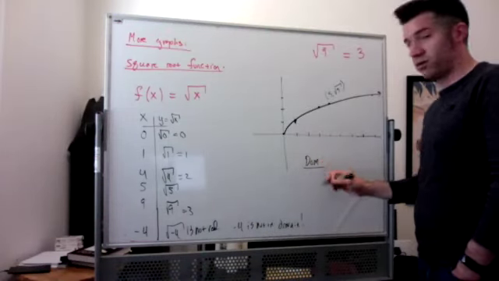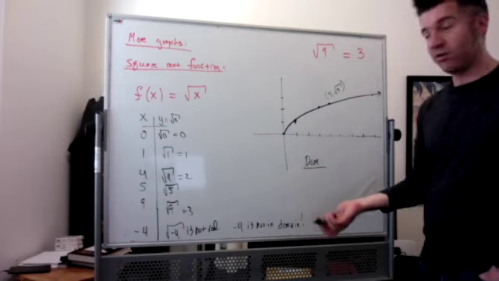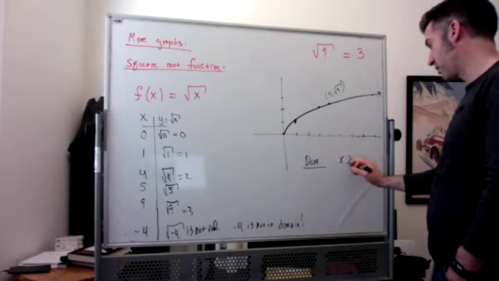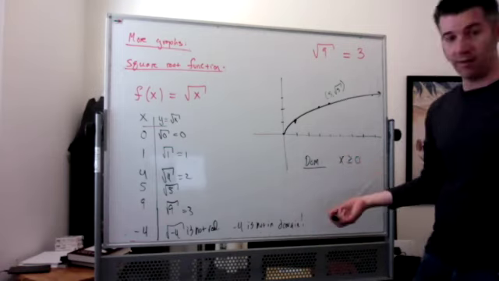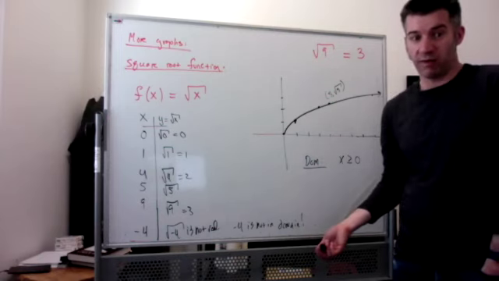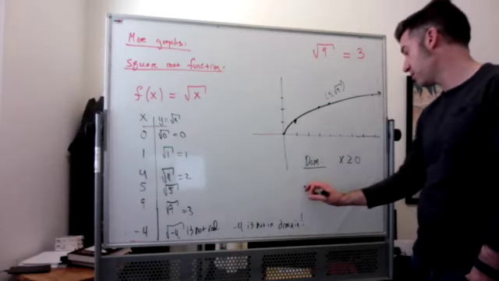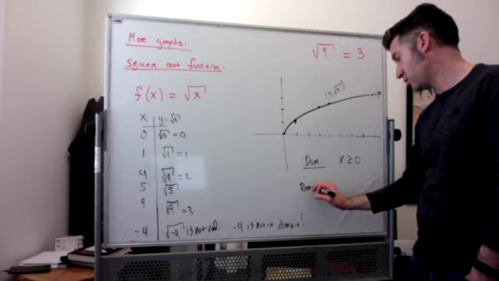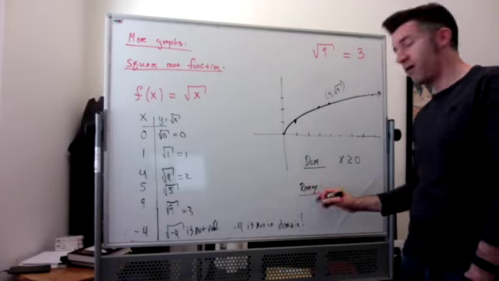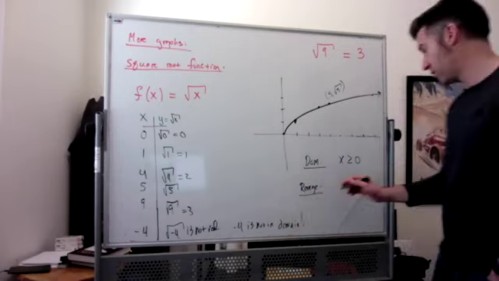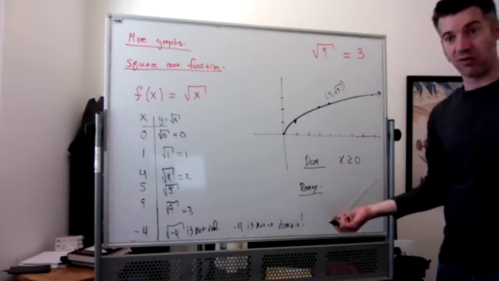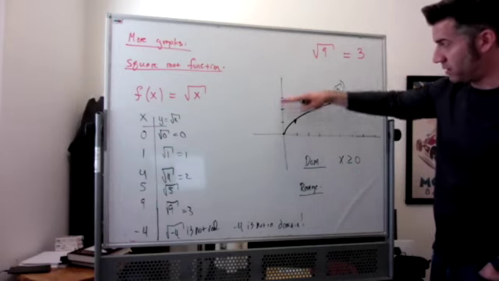So the domain is all the things x is allowed to be. And here the domain is that x is greater than or equal to 0, right? We can't plug in a negative number because we can't take the square root of a negative. In a similar way, the range is all the y values, or all the function values. The range is also everything greater than or equal to 0, right? All the y values have to be positive.